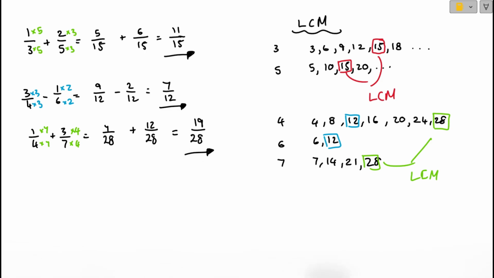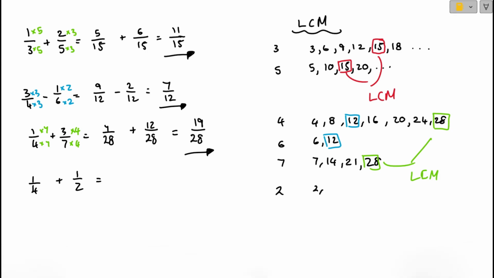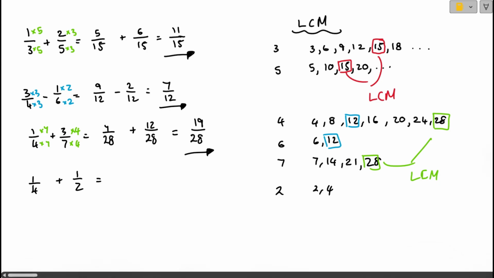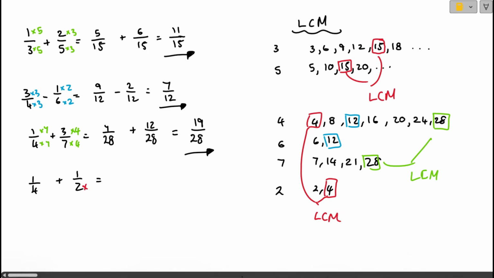Let's have a look at another one. We have 1 over 4 plus 1 over 2. Okay, this one is quite simple. We have the multiples of 4. Let's look at 2. So we'll have 2, 4. Right? I can actually just stop right here because, yeah, the lowest common multiple is 4. Okay, so I can just multiply this by 2 and this by 2.